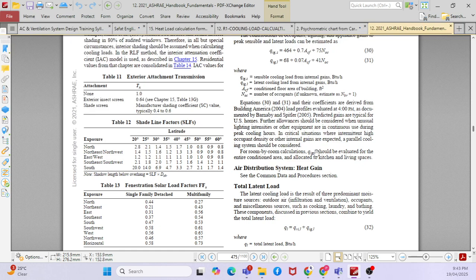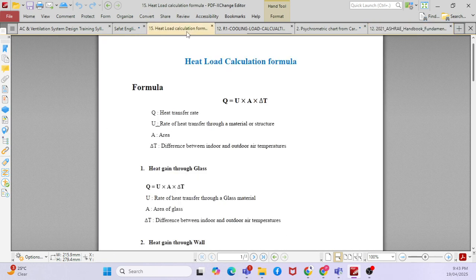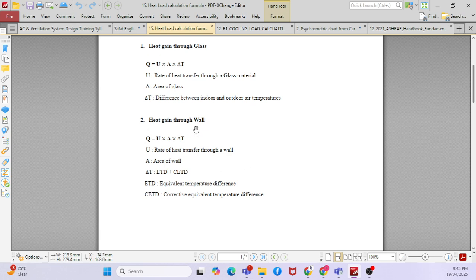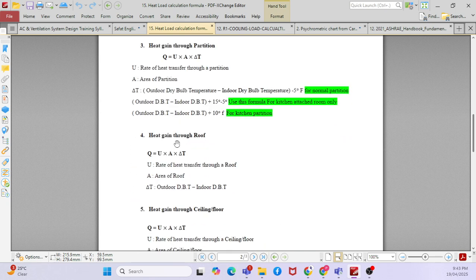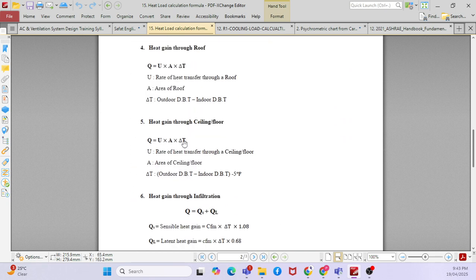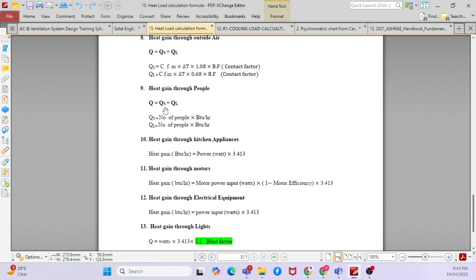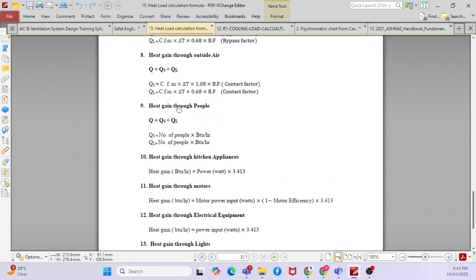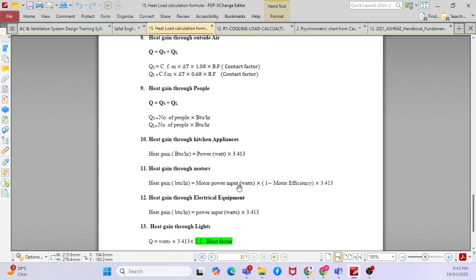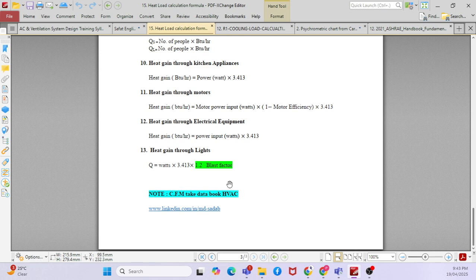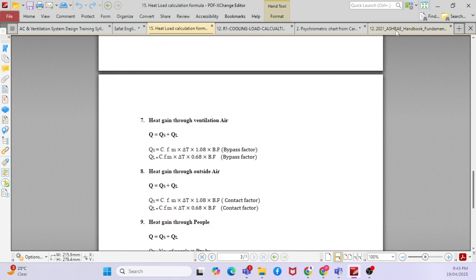These are all the equations. From these equations only, there is a summary sheet here. There is a summary sheet for the heat gain through the wall, UA delta T, heat gain through the roof, UA delta T, heat gain through the ventilation air, sensible plus latent, right? And heat gain through the people, sensible plus latent. Just what we said, right? Outside air has a sensible load and latent load. Kitchen appliances, only sensible load. Heat gain through the motor, only sensible load. Electrical equipment, only sensible load, right? Lights, sensible load, right?